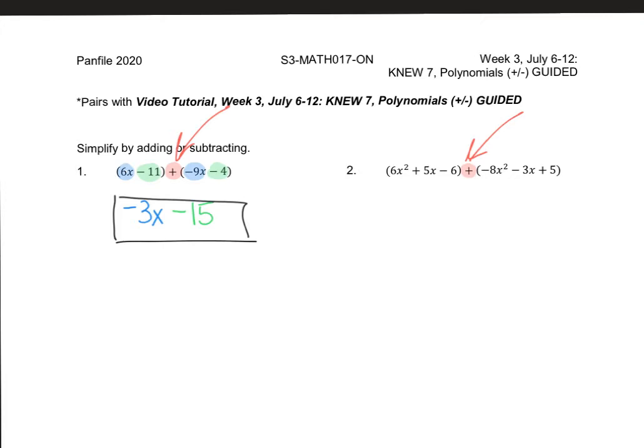So let's look at number 2. If I want to start by highlighting my like terms to begin with, this 6x squared goes with this negative 8x squared. And again, I'm looking at my variable terms to decide what's like in this case. If it's an x squared, it goes with other x squareds. If it's an x term, it goes with other x terms. And I always grab the sign before it, so the positive or the negative before it.